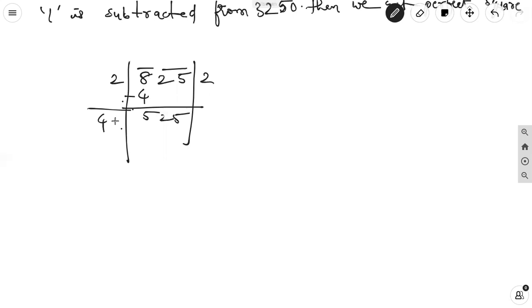8 4s are 32, 9 4s are 36. Here 9, we will take 9 nines are 81, 8 nines are 72 plus 8, 44. The remainder is 84. So 84 is the remainder.